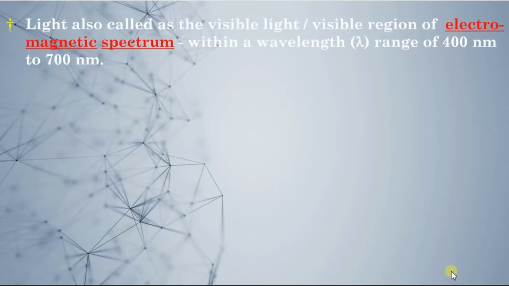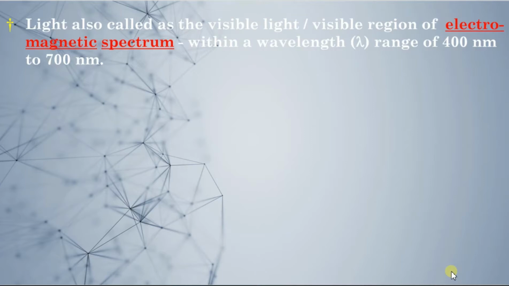First of all, let us see what is meant by light. Light is a form of energy. Light is a part of an electromagnetic spectrum. Now, what is electromagnetic spectrum? So electromagnetic spectrum is a range of all types of electromagnetic radiation.